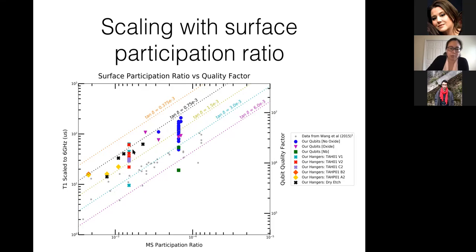And you can see that there's some scatter in our fab, but we're systematically between these two different loss tangent curves at 0.75 times 10 to the minus 3 and 1.5 times 10 to the minus 3. So what we'd like to do is now use this as a basis for future improvements in qubits.